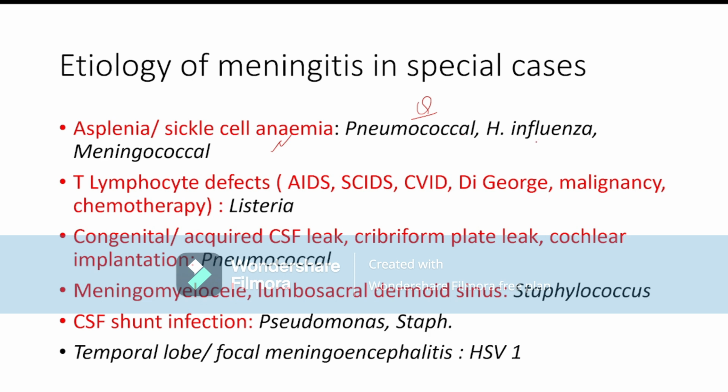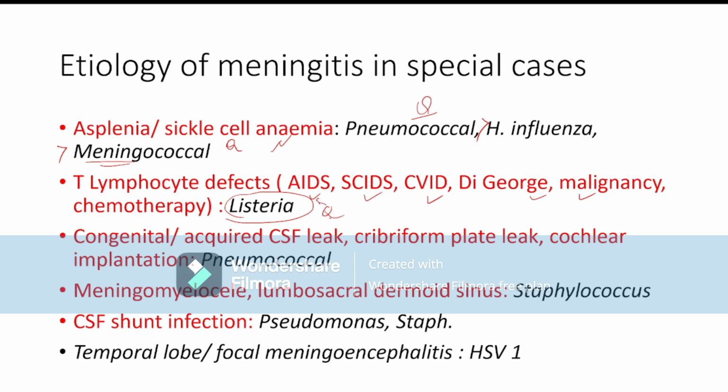And after that, there is Haemophilus influenzae, and after that, there is meningococcal. The meningococcal meningitis is the most severe form of meningitis. This is also an MCQ. If the child is suffering from a T lymphocyte defect, that means the child is suffering from AIDS or SCID or CVID or DiGeorge syndrome, or the child is taking chemotherapy or has a malignancy, the most common organism is Listeria. This is also an MCQ. And the drug of choice to kill Listeria is ampicillin.